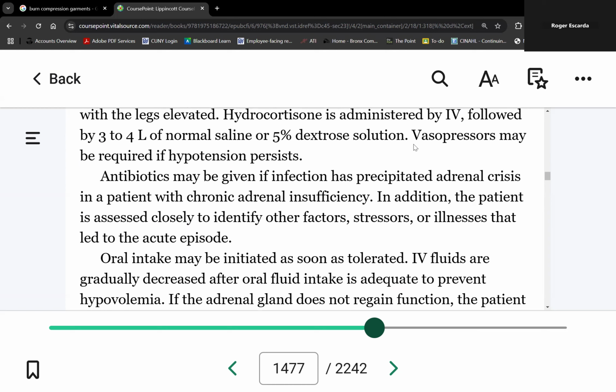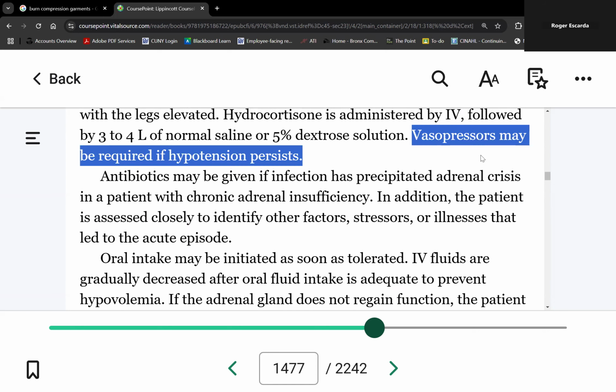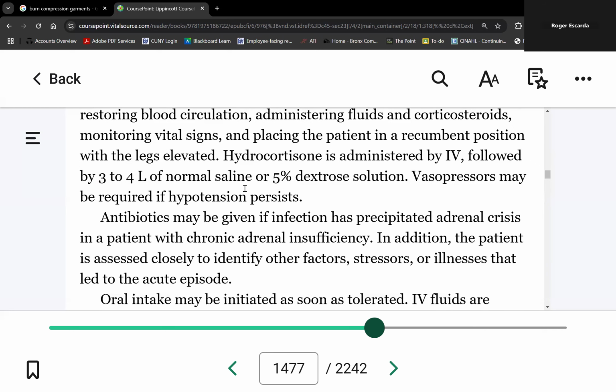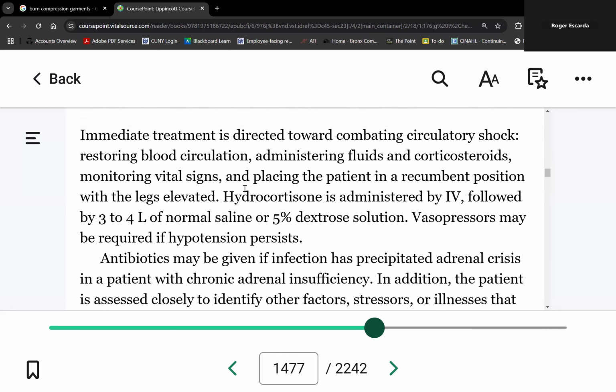Of course, we discussed shock already, vasopressors may be given if we cannot raise blood pressure with hydrocortisone only or with fluids only. So hydrocortisone with fluids will have to be given in order to raise the blood pressure. Sometimes we can even do a hydrocortisone infusion, a continuous infusion, plus regular twice a day, maybe either IM, as IM will last longer than IV.